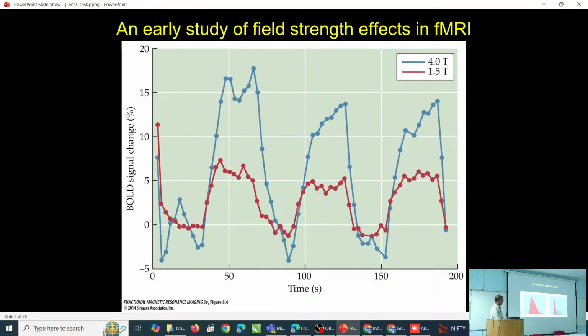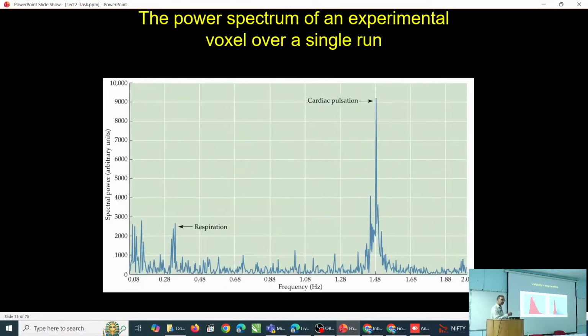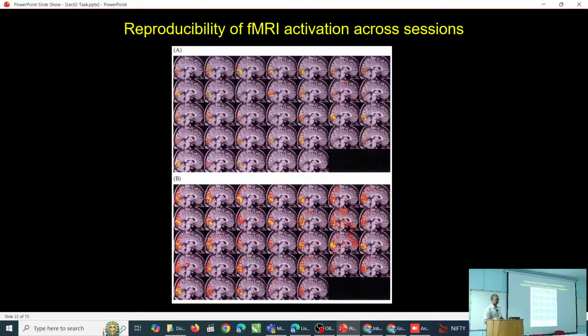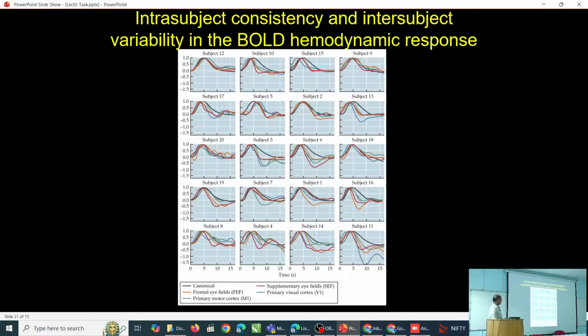And then what we have to do is, depending on the signal that we collect, look at the variation. If you have to press a button or do a task, how much variability would you see, right? Again, this is for task activation. Also, if we were to scan a number of subjects, how much variation is there in different brain regions? Blue is the canonical, the theoretical one. How much is the change in the frontal eye field, primary motor cortex, supplementary eye field, and the primary visual cortex, right? So for the same stimulus, these are the variations that we observe. So what could be the sources of variation?